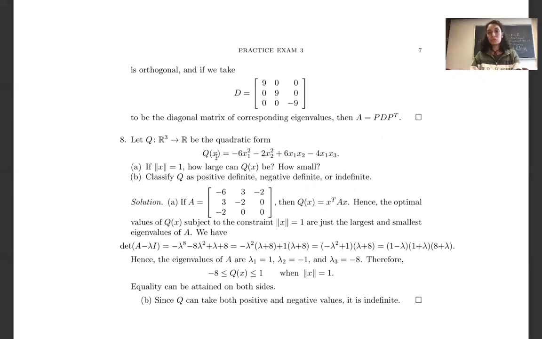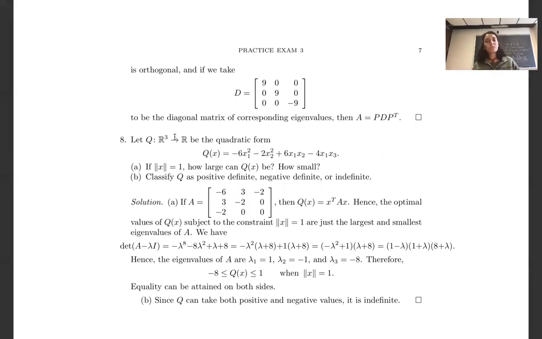For example, here your quadratic form is defined on R3, so it has three different entries, x1, x2, x3, and it's going to R. The questions are: if x is a unit vector, then how large can Q(x) be? That means, what's the maximum and minimum values for Q(x), and classify Q as positive definite, negative definite, or indefinite. We already learned how to find all these things, but the first key step is, if you know the quadratic form, you have to write down the associated matrix.